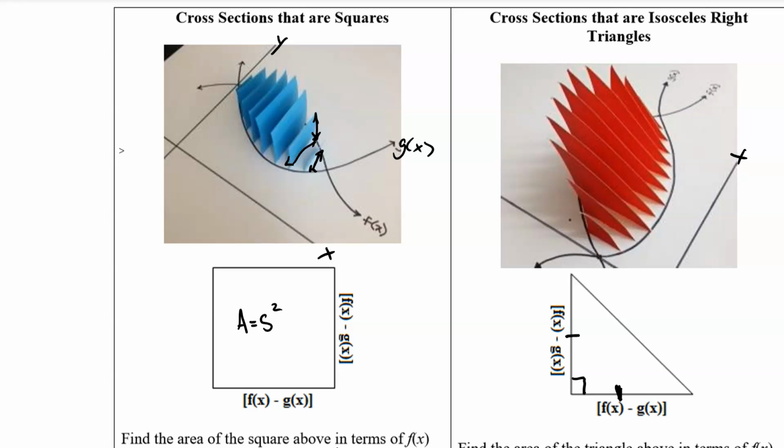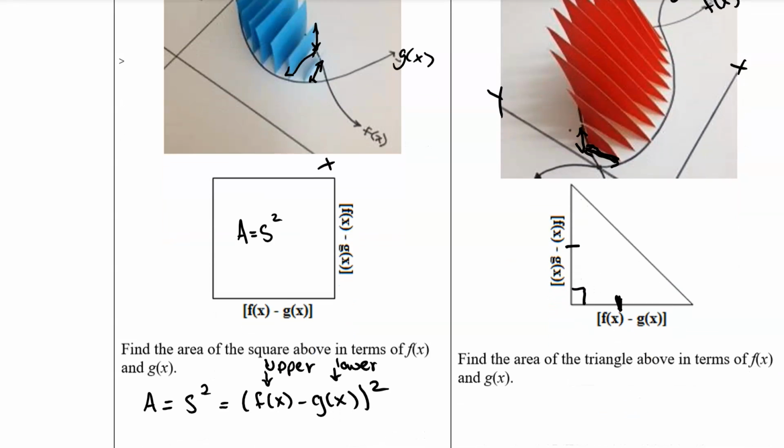So now when we're considering the upper function of f of x and the lower function of g of x, right? One leg of our right triangle is the distance between our upper and our lower curve. And then the other leg, which is the same length, that vertical leg, is the same distance. So I've got f of x minus g of x for the distance between the curves, right? And then my vertical leg, since it's an isosceles right triangle, is going to be the same size.